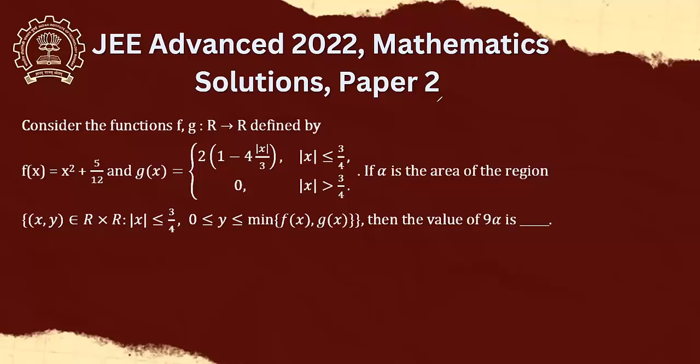In this question, there are functions f(x) and g(x) given, and we have to find a certain area alpha. The function f(x) is given, g(x) is given as well, and the area that we have to find is for the limit of x and the limit of y, where y should be from 0 to whichever is minimum of f(x) and g(x).